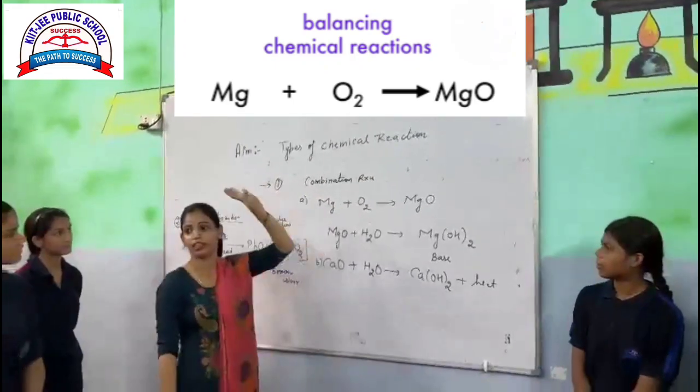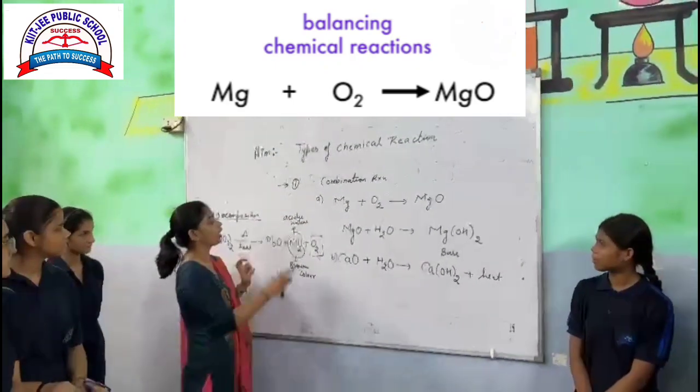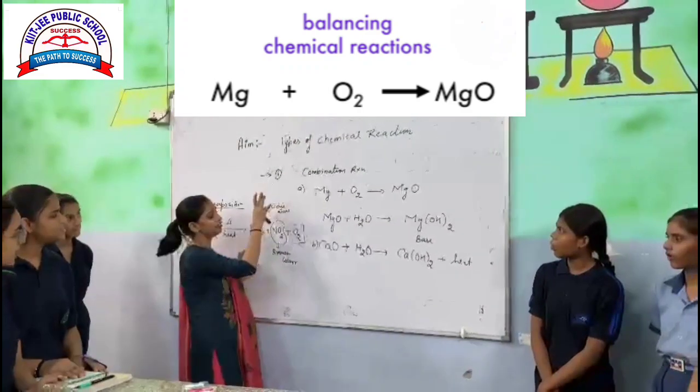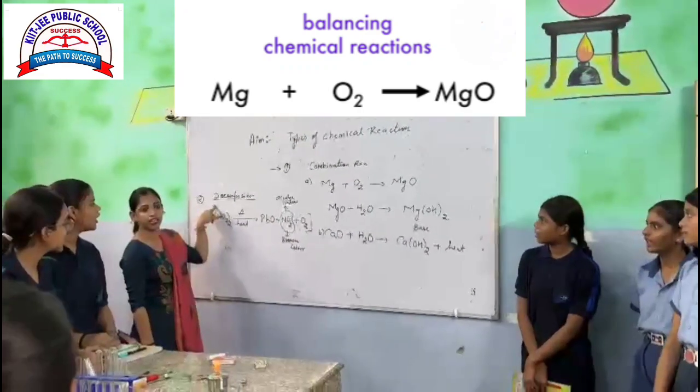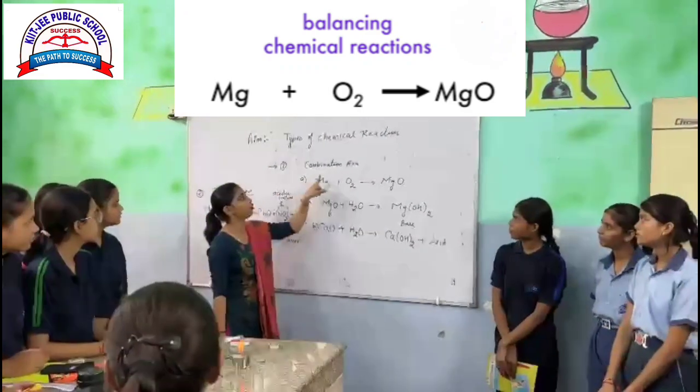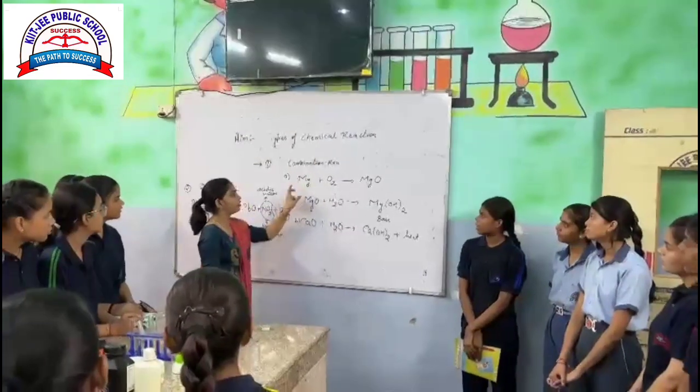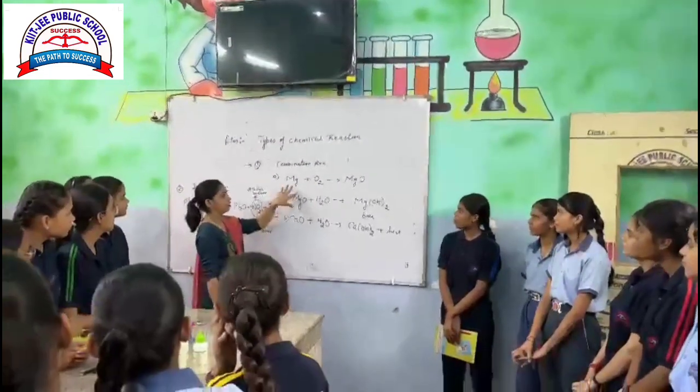Various types of chemical reaction. So today we will cover two types of reaction. First one is combination reaction. Second one is decomposition reaction. In combination reaction, we will cover magnesium oxide.